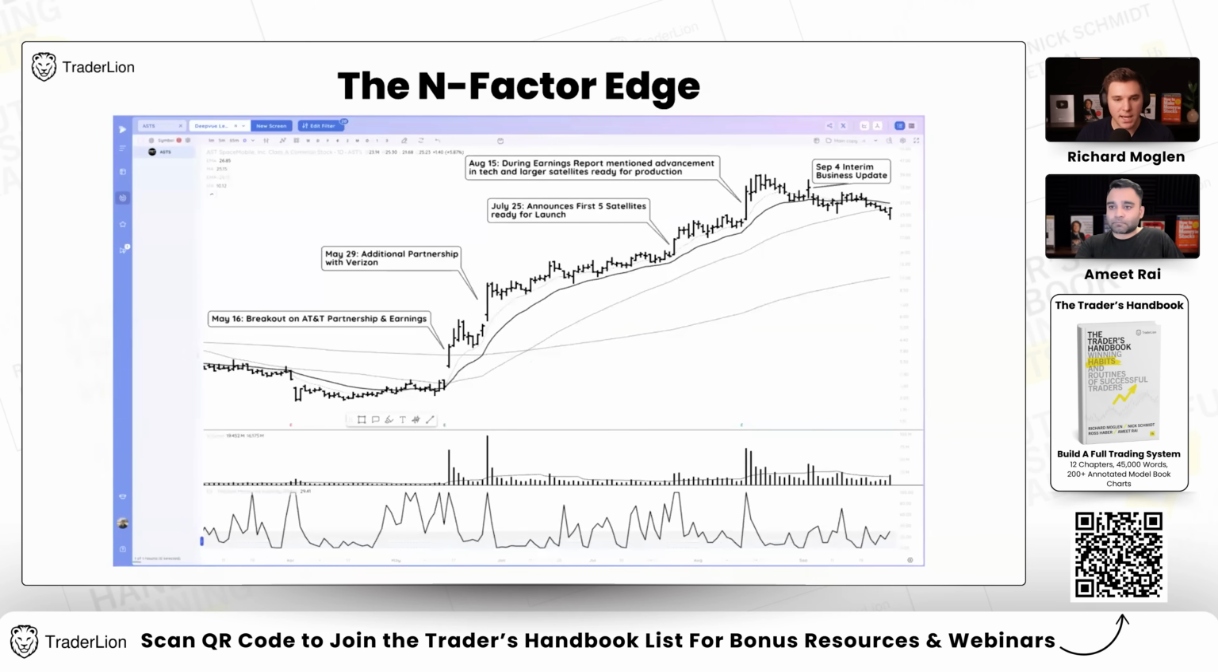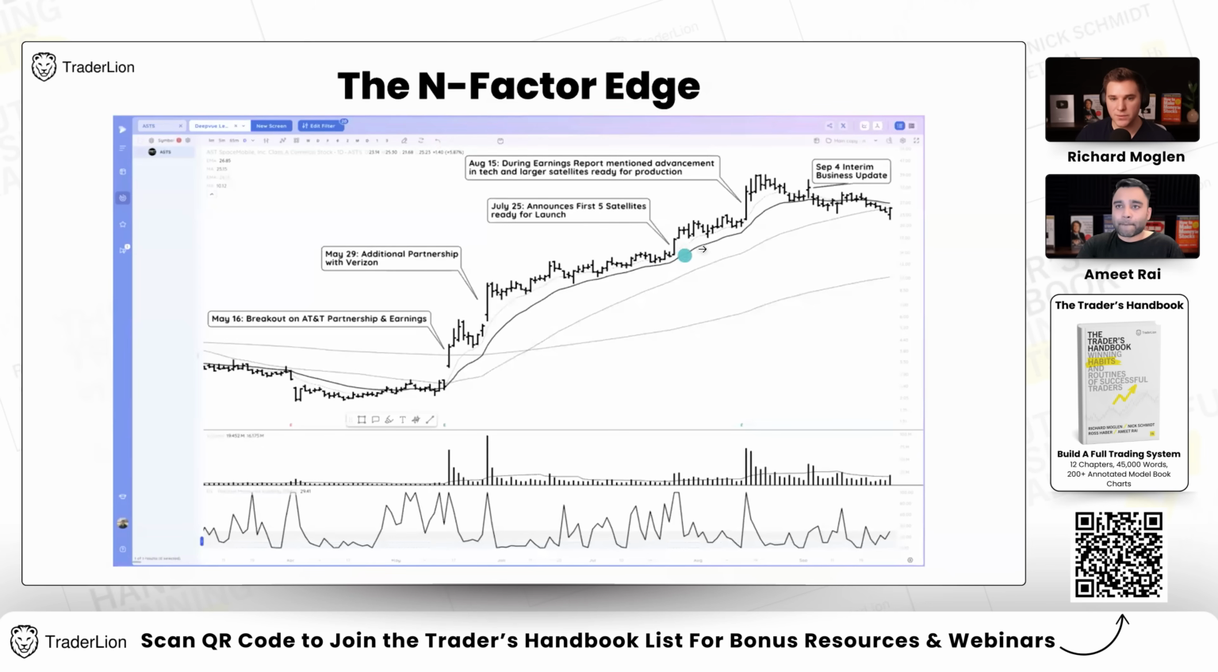Next up, we've got ASTS. We've already talked about this, so I won't spend too long here, but this is labeled the catalyst that we talked about. Breakout on earnings, as well as an AT&T partnership here. They also announced an additional partnership with Verizon here. So again, they're expanding their business by partnering with these major players already in the cell phone space.